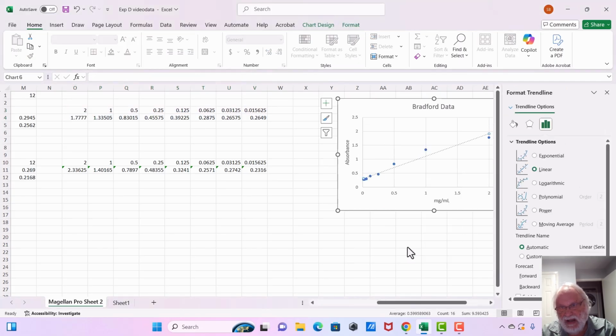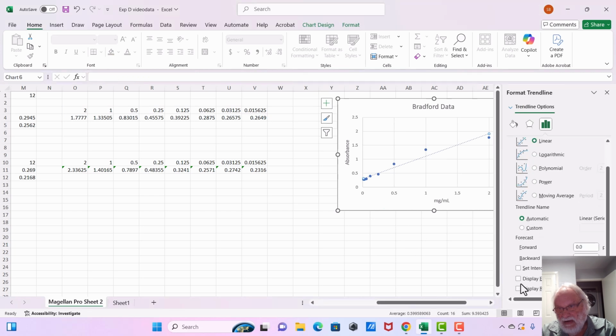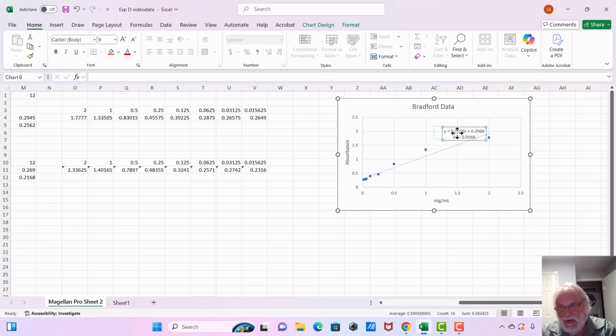Let's go ahead and add a trend line, and look at the equation on the chart and put the r squared on the chart. And we do that, and our r squared is 0.956, which could be okay, but I'm looking at this data and it looks like the 2 mg per ml really should be up in here, not down in here. So I'll keep that in mind, but let's go ahead and look at the BCA data.